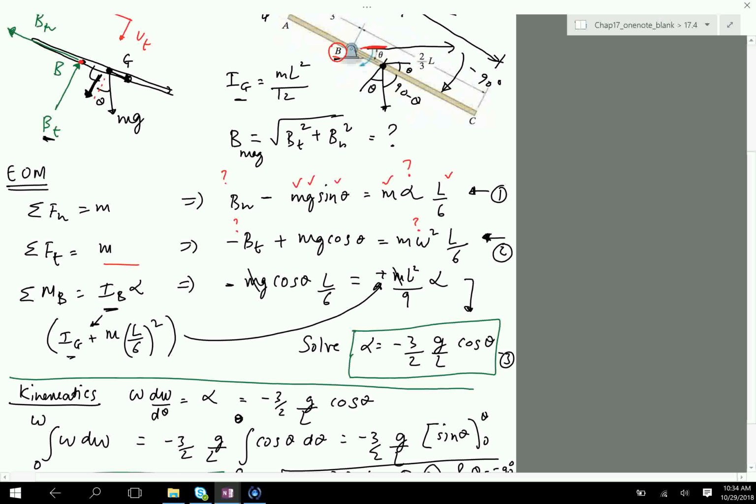Yes, my final answer is correct because I wrote it down the right way. So Fn is m alpha r g, and this is m omega square r g. Is that right? No, I switched it again. I did the same thing. Yeah, good catch.